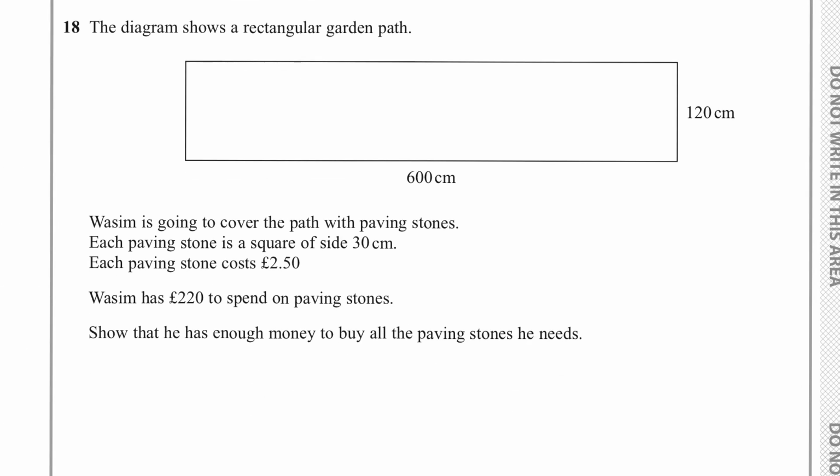Okay, the next question says the diagram shows a rectangular garden path, and it says Wasim is going to cover the path with paving stones. Each paving stone is a square of side 30 centimeters, and each paving stone costs £2.50. Wasim has £220 to spend on paving stones, so we want to know if he has enough money to buy all the paving stones he needs.